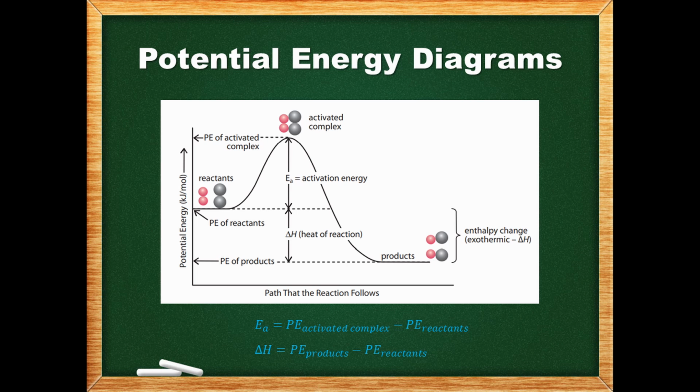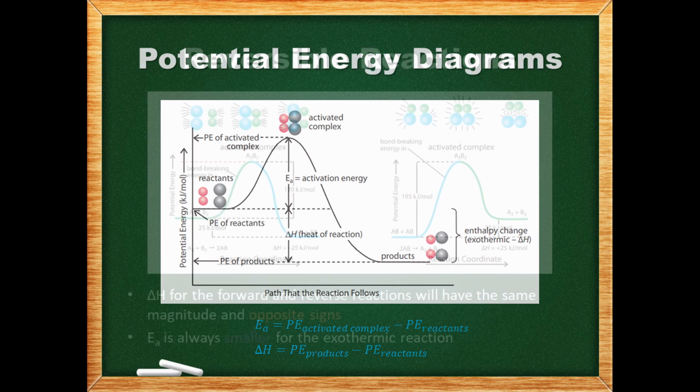In this case, the potential energy of the products is less than that of the reactants, so the reaction is exothermic and energy was released. Changes to concentration, surface area, or temperature will affect the rate of a chemical reaction, but they will not affect the appearance of a potential energy diagram.